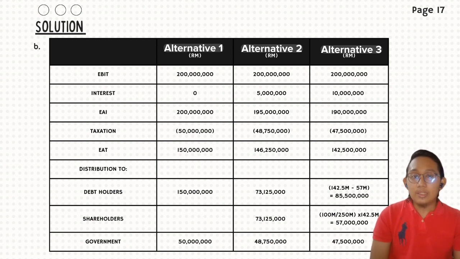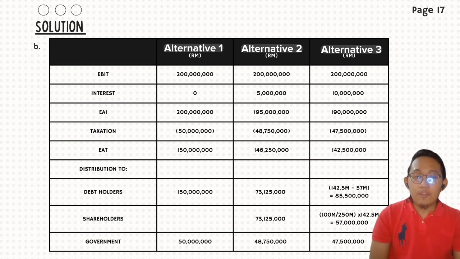And then lastly, alternative number 3, we have EBIT of 200 million minus the interest of 10 million, which we get from 10% times 100 million. Then we will have the EAI of 190 million, and then we minus the taxation of 47.5 million, which comes from 0.25 times 190 million. Then we will have the EAT of 142.5 million. Then we distribute to debt holders 142.5 million minus 57 million, and we will get 85.5 million for debt holders, and for the shareholders, 100 million divided by 250 million times 142.5 million, then we will get 57 million for the shareholders.